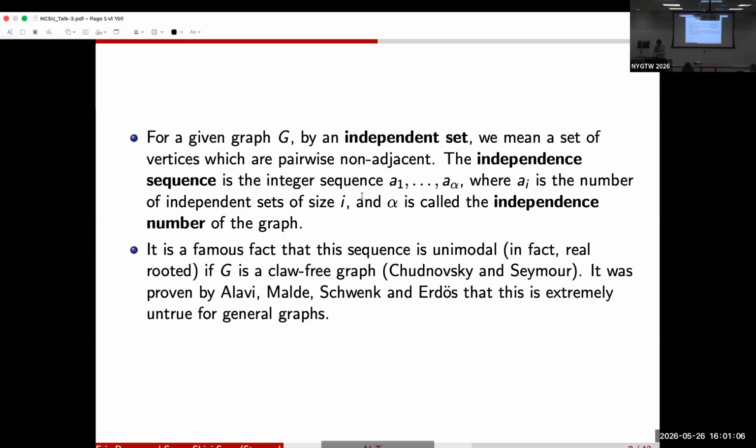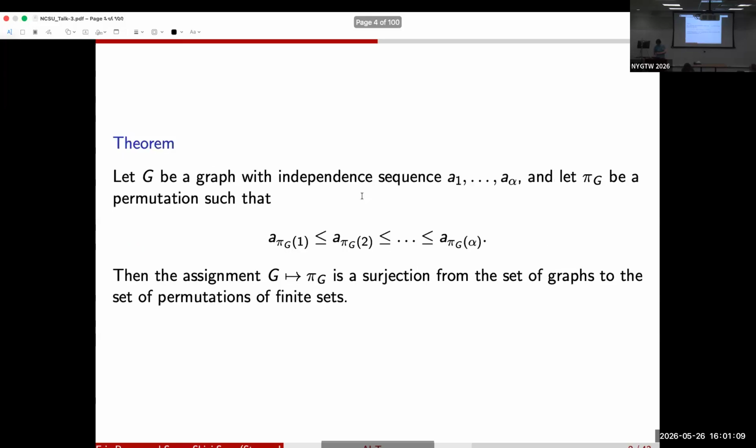So what do I mean by extremely untrue? Let me try to make this precise. Here's a theorem. Let G be a graph with independence sequence A1 to A alpha, and let pi_G be a permutation which essentially takes the independence sequence and reorganizes it in increasing order. Then the assignment which sends G to pi_G is a surjection from the set of graphs to the set of all possible permutations.